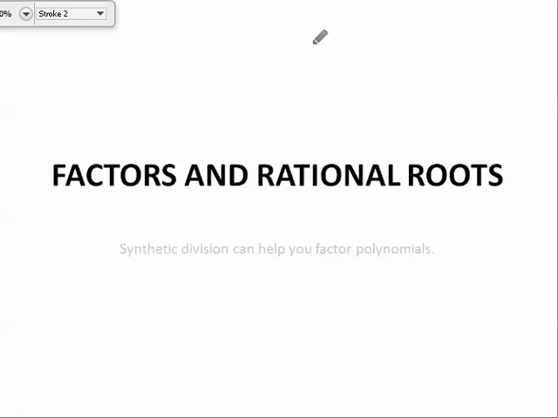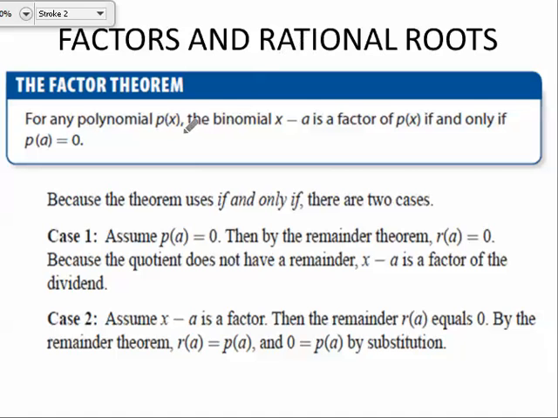So, factors and rational roots. What is a factor? Well, you can use synthetic division, just like we showed you in the last couple of lessons, to find out if something is a factor of a polynomial. And that's what we're going to do. We're going to start trying to factor some larger polynomials given some information.